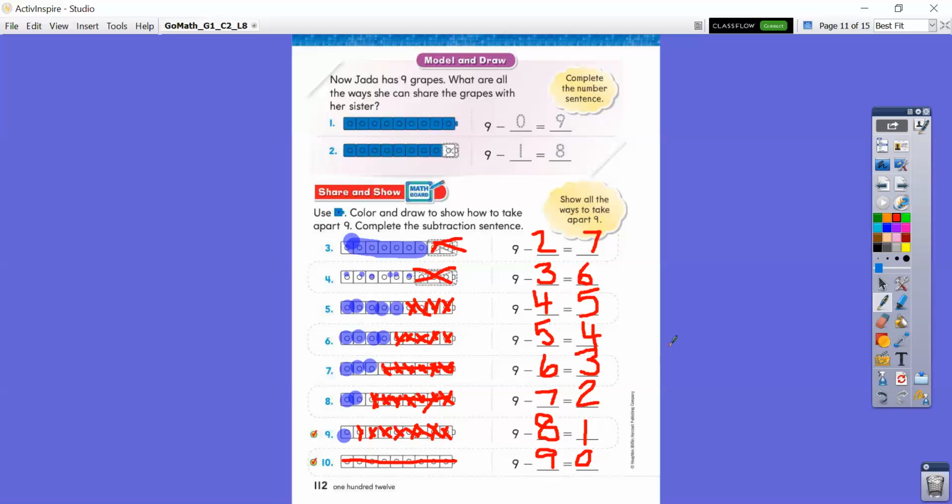Okay, now you're going to have a practice page to do on your own, but you can also practice this with something that you have at home. You can use grapes, of course, but you can also use some blocks, okay? Use some blocks, use some pennies, use some macaronis to practice some subtraction problems. Challenge someone in your house to do some subtraction with you.